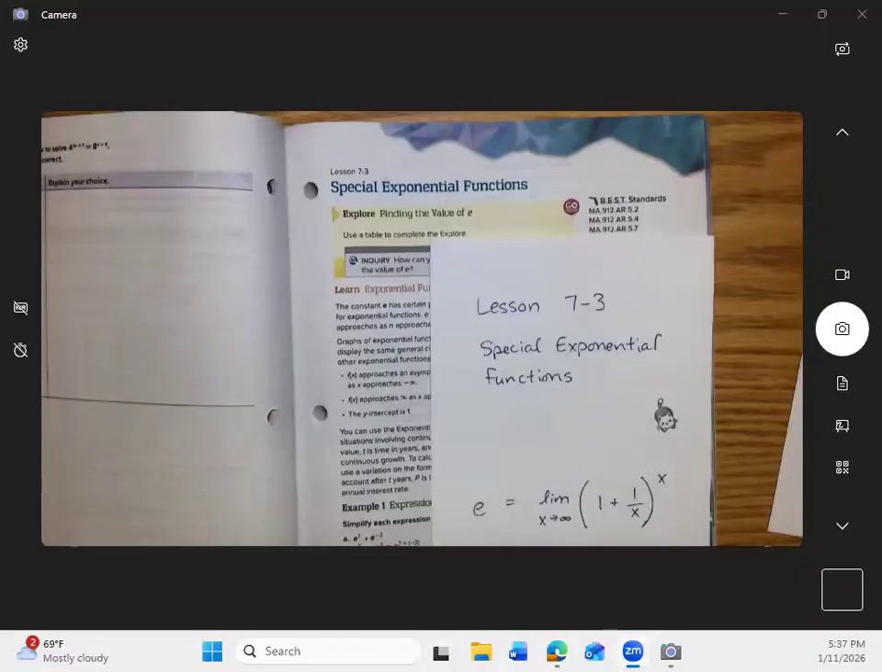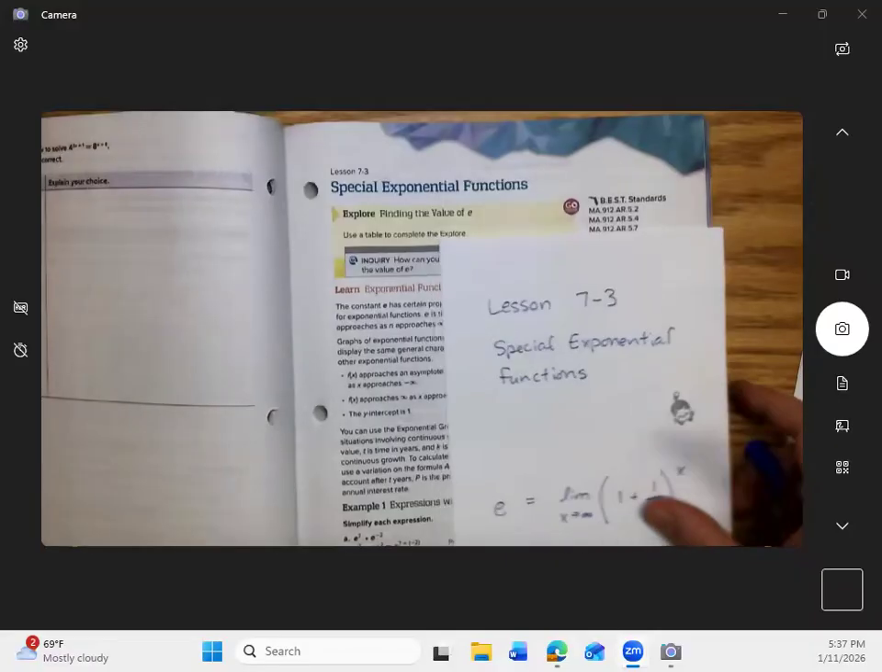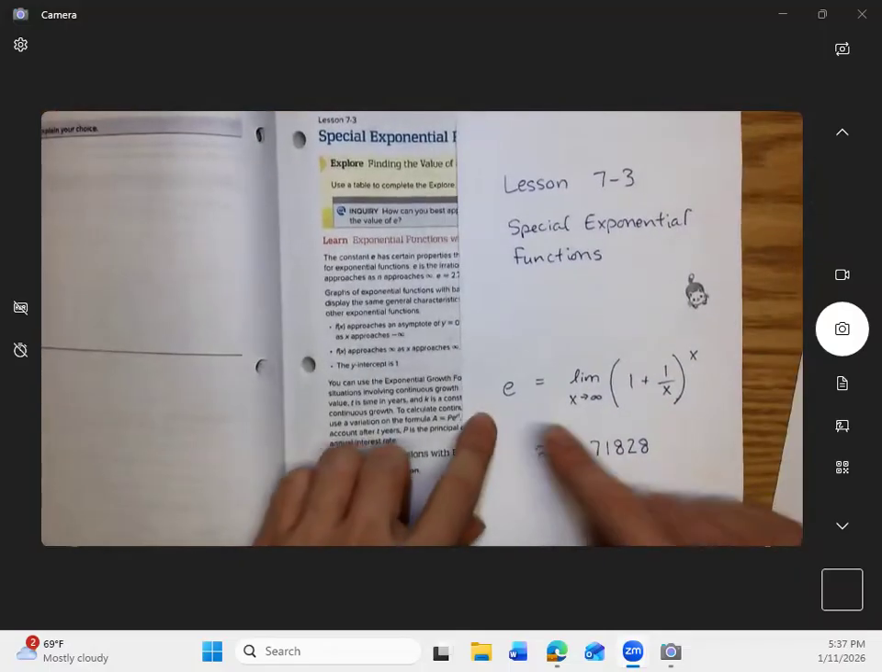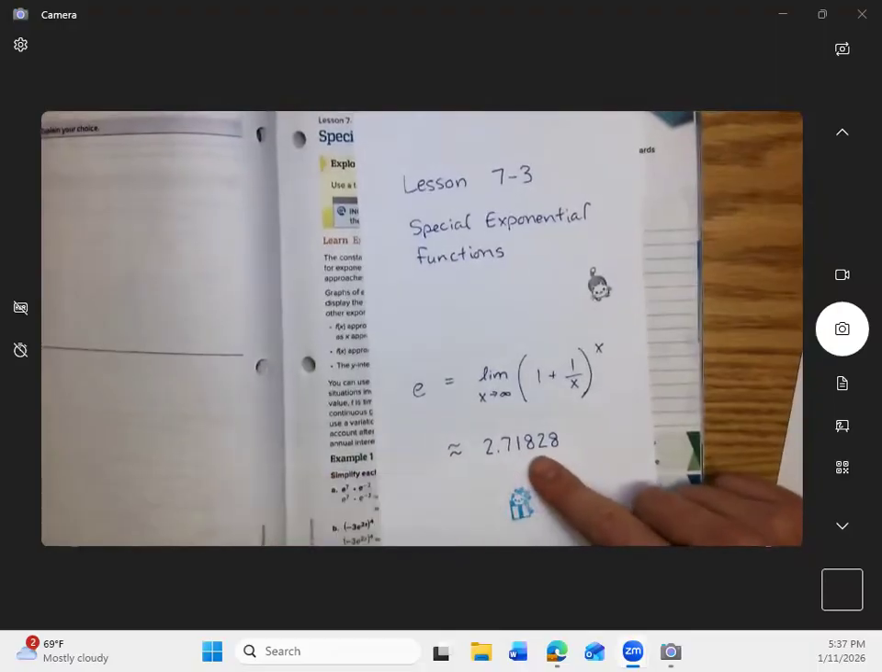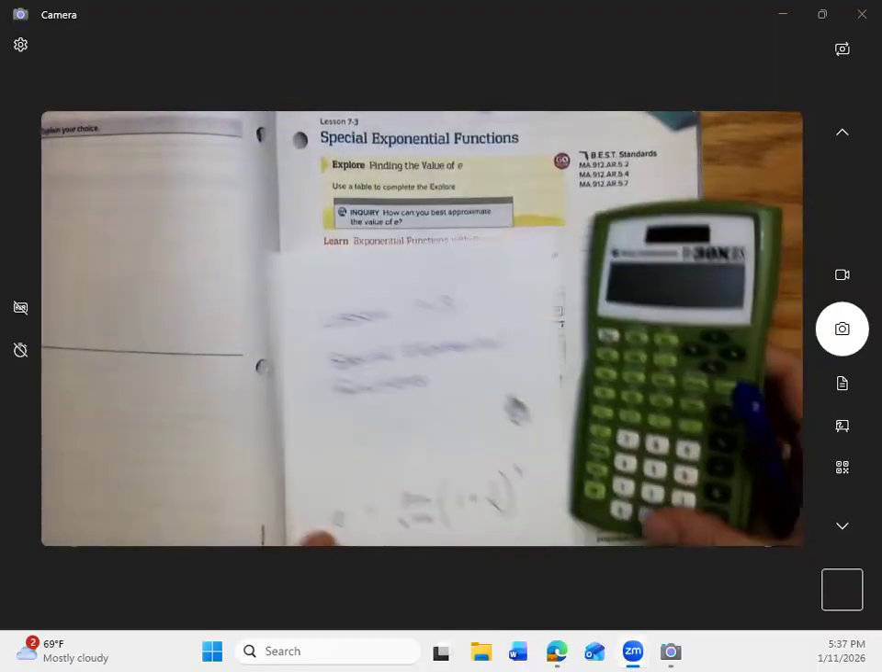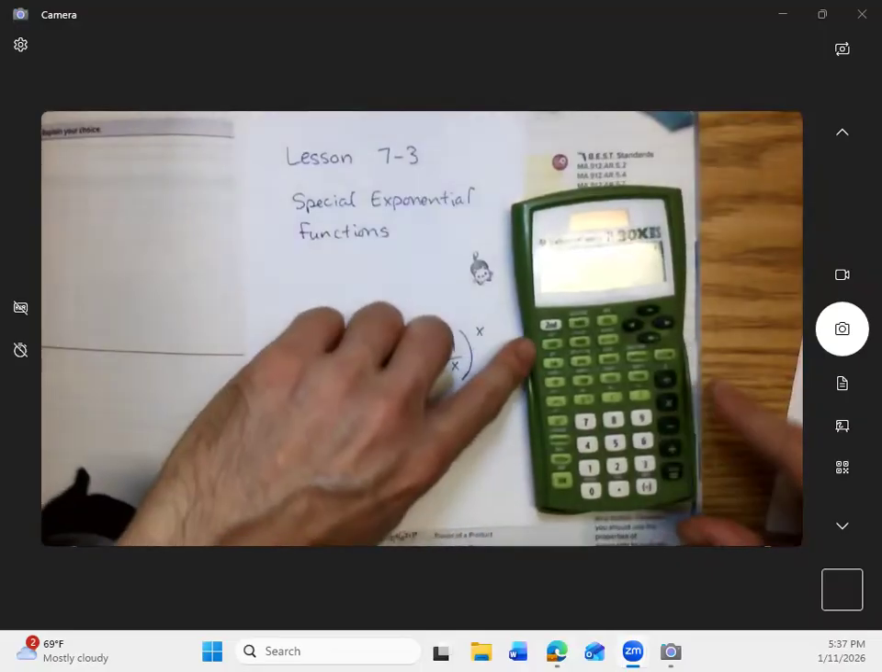Lesson 7.3, special exponential functions. So I'm seeing this character e show up as a base. Now, e is approximately 2.71828. I introduced this to you guys back last week. It's actually a character on your calculator.